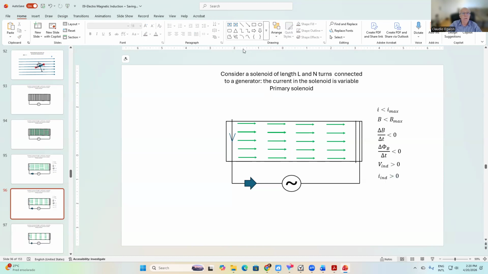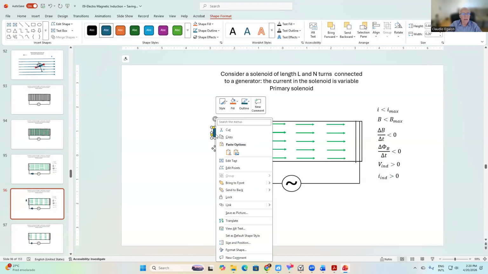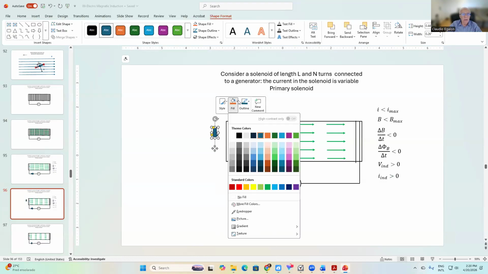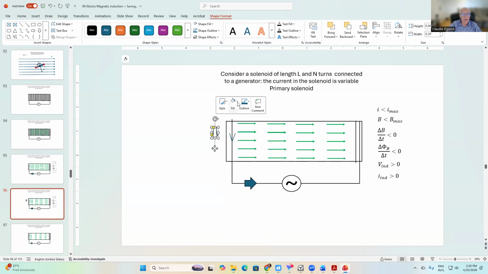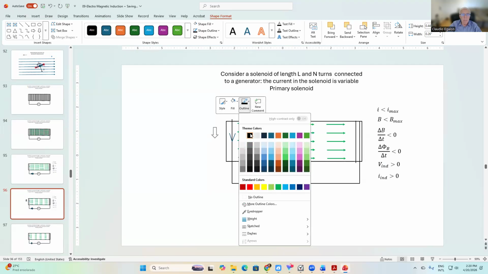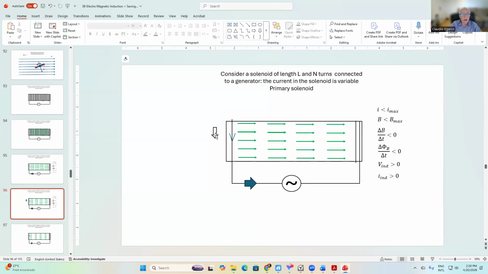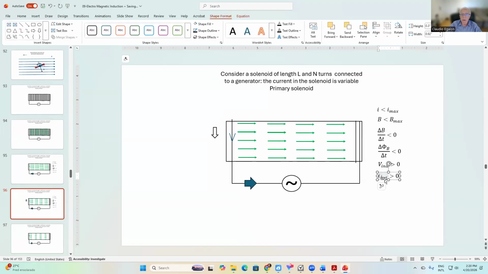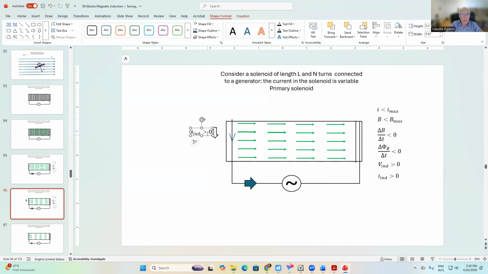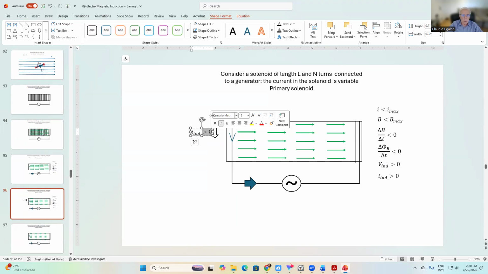And now I'm going to draw here the induced current. Induced current greater than 0 means that the induced current points in the same direction as the original current. Like that.